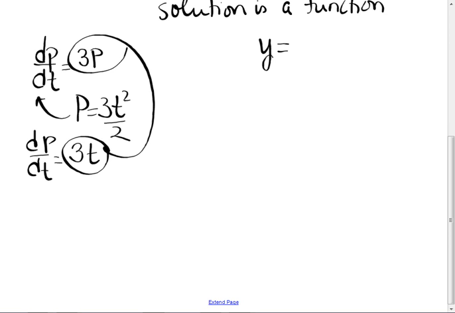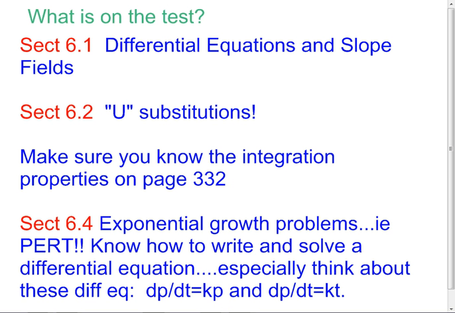Okay, so what's on the test? This is what's on the test. Differential equations and slope fields. Do the AP problems. Now, these were easy differential equations. If you do the AP problems, because that's what it's going to be, an AP problem, you'll have the right level of difficulty preparing for the test. And I'll save this, and I'll put it up as a PDF file as well.